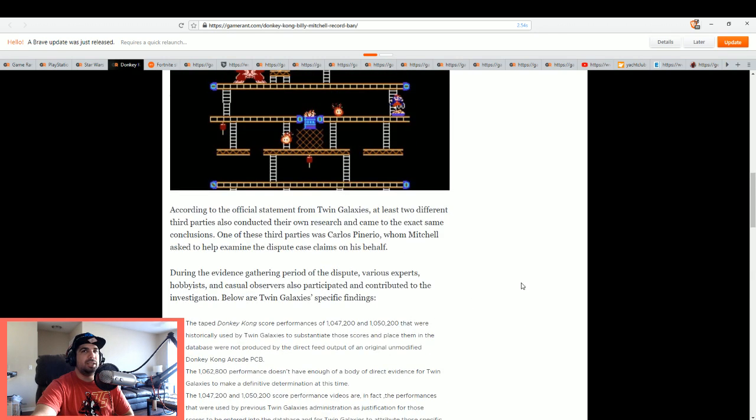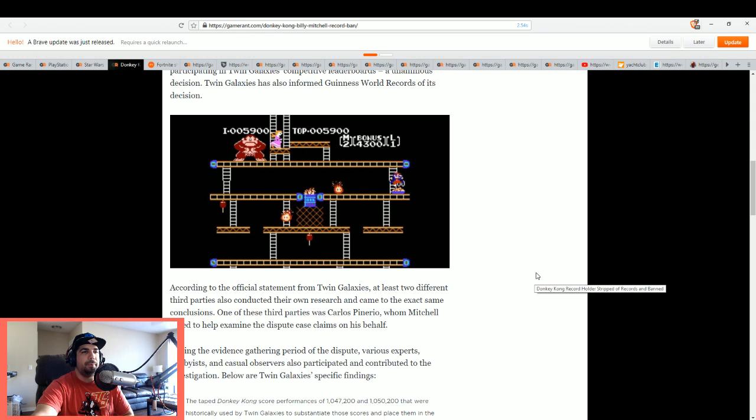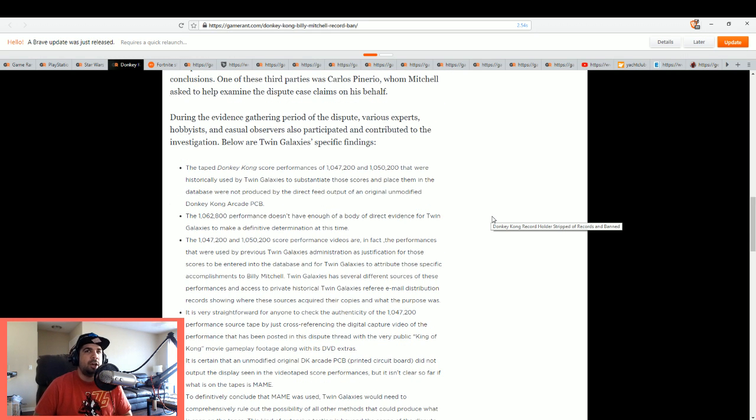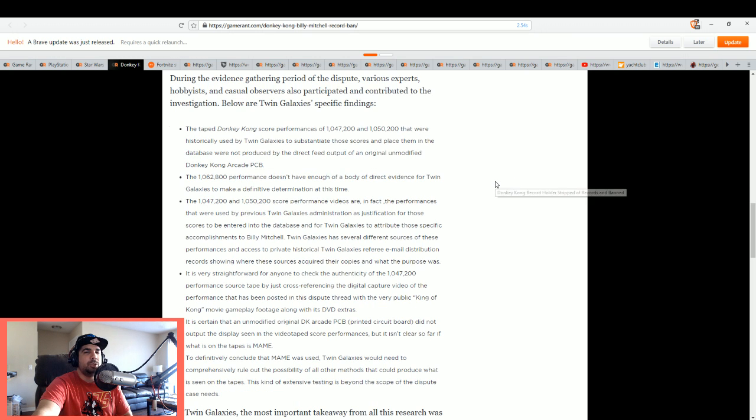Well, actually, the problem is that the stuff that they brought up was actually enough to prove it. This is according to the Twin Galaxies findings. This is that investigation. It says the taped Donkey Kong score performances of 1,047,000 and 1,050,000 that were historically used by Twin Galaxies to substitute these scores and place them in the database were not produced by the direct output of an original unmodified Donkey Kong arcade PCB. The 1,062,000 performance doesn't have enough of a body of direct evidence for Twin Galaxies to make a definite determination at this time. The score performance videos are in fact the performances that were previously used by previous Twin Galaxies administrations as justification for these scores to be entered.